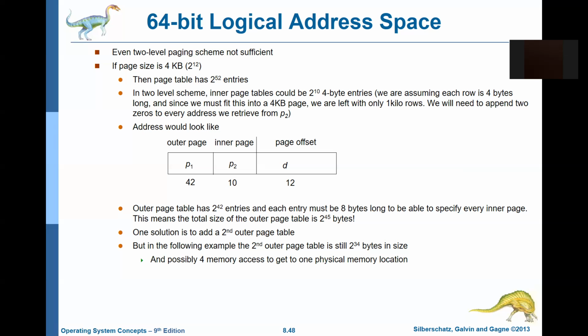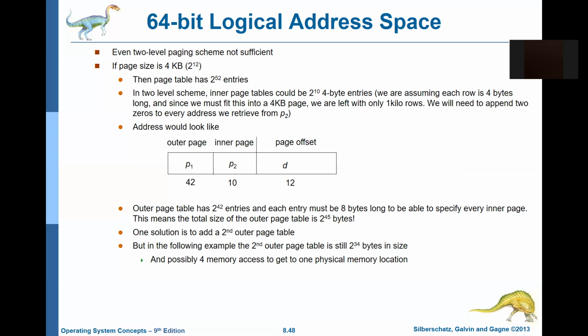Whatever, we can't talk about it anymore. It's too confusing. The only point that the book is trying to make here is that we're still going to end up with an outer page table. Even if we do it like this, we'll have an outer page table of 2 to the 42 entries. And each entry must be 8 bytes long to be able to specify every inner page, because there are so many inner pages. This means the total size of the outer page table is 2 to the 45th bytes.